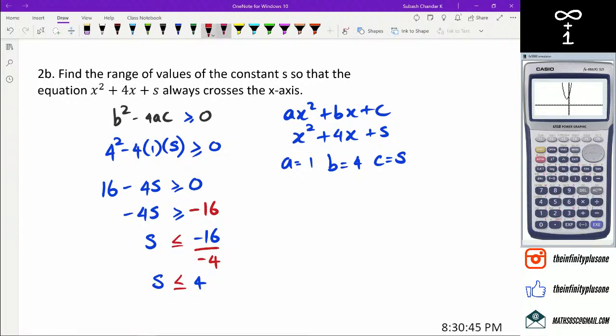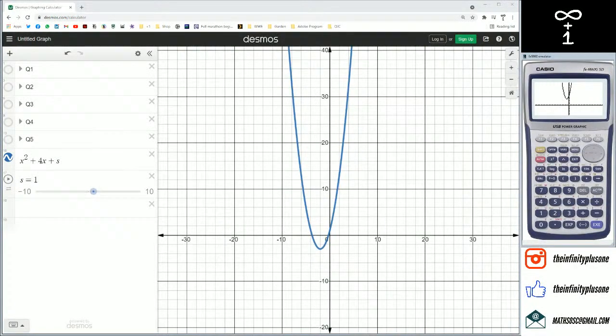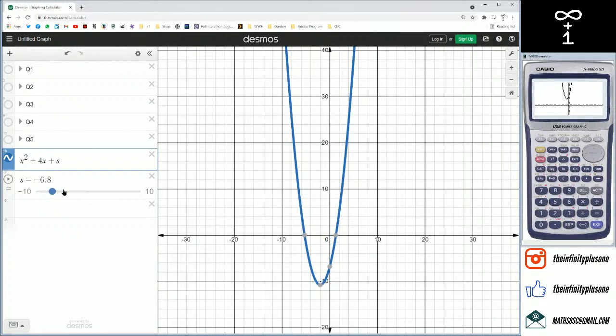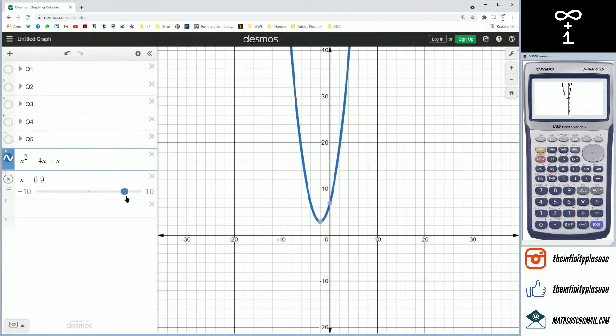Yeah, so we got to get s is less than or equal to 4. Now, if you guys have a look at how I did this on Desmos as well, so you can have a look. So that's my graph that I'm working with. And what I've got is, you'll notice that when I get to 4, it's touching the x-axis, but then if it's less than 4, it's going to always cross the x-axis. But if it's actually above 4, then it's definitely not crossing the x-axis.